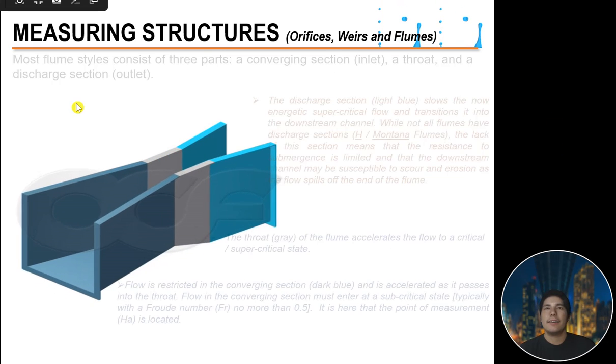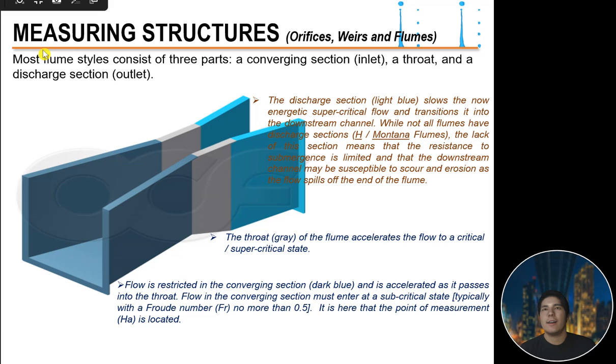So next slide. Most flume styles consist of three parts. We have a convergence section, which is the inlet, a throat, and a discharge section, which is the outlet. So ito yung sa inlet na part, converging section. So the flow is restricted in the converging section and is accelerated as it passes through the throat.